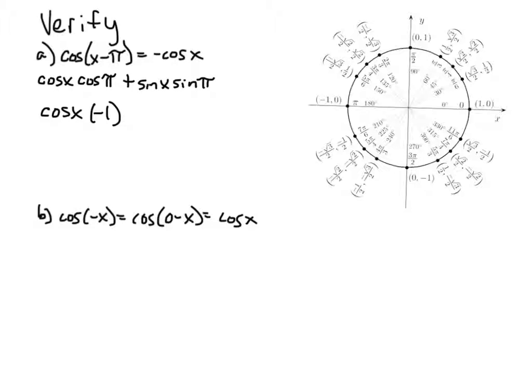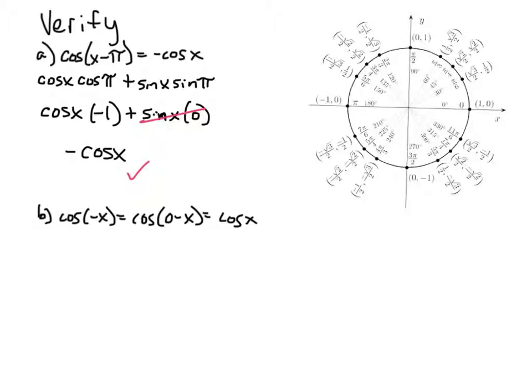Okay, so now I don't know what the sine of x is, but I can find the sine of pi. The y value is 0 at pi. So wouldn't it just be 0? So what's the sine of anything times 0? 0. Okay, now I've got the cosine of x times negative 1. Well, that's negative cosine x. So I just showed what I was trying to show.